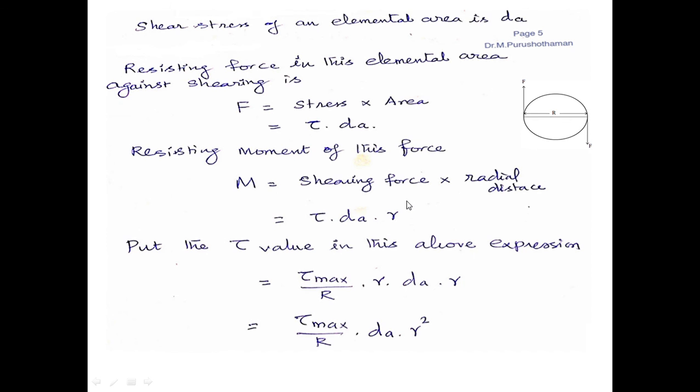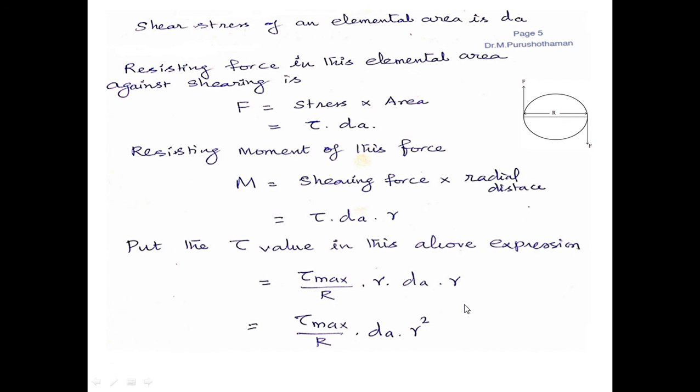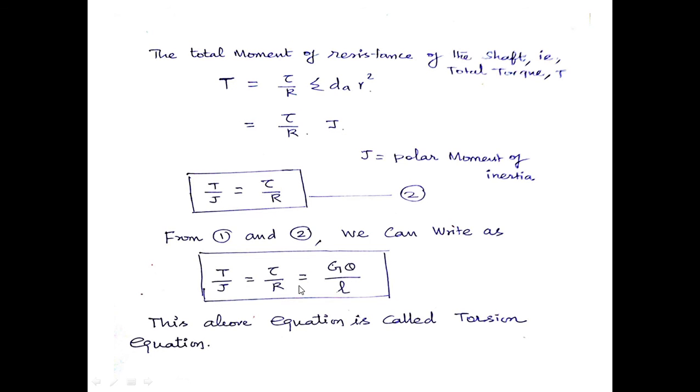Already we have in equation 1 that tau by R is G theta by L. Here tau by R is T by J. So from 1 and 2 we can write T by J equals tau by R equals G theta by L. This above expression is known as the torsion equation. Okay, thank you.